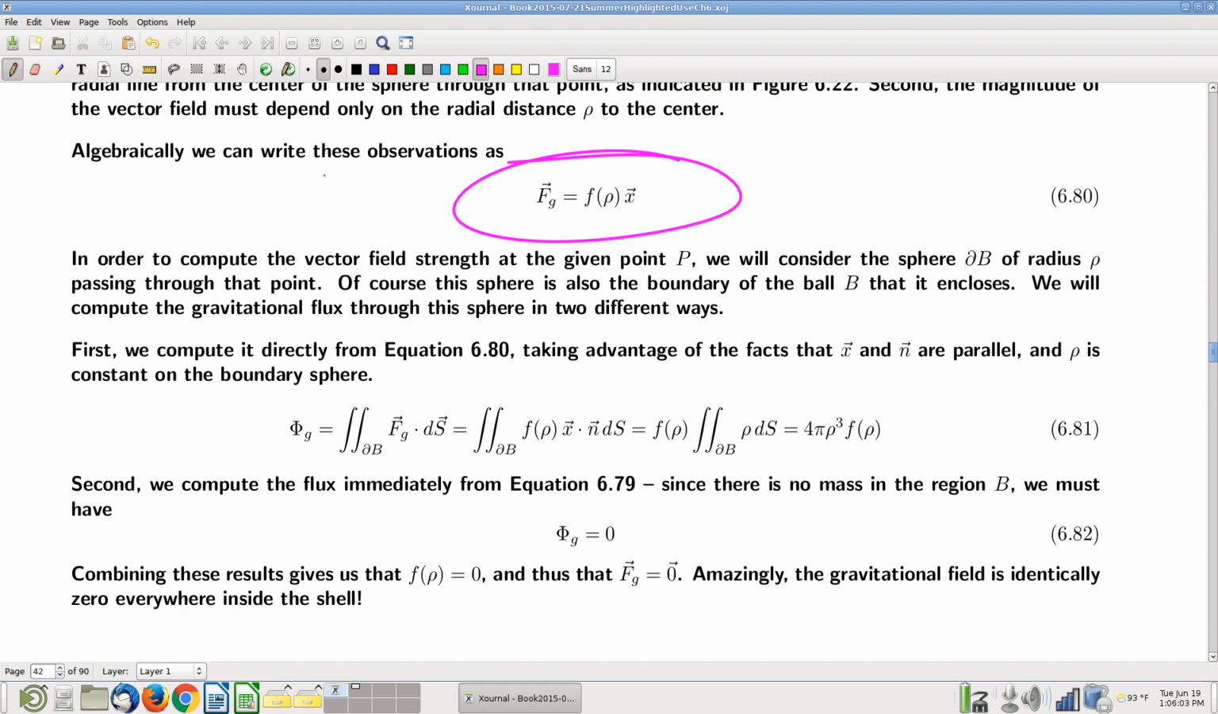Now, note all of this says is that the gravitational field is in the direction of the position vector, so it's radial, and the magnitude only depends on distance from the origin, rho being, of course, distance to the origin. So I don't know what this little function f is. Little f, no idea. Nevertheless, I feel like the gravitational field's got to be of that form.